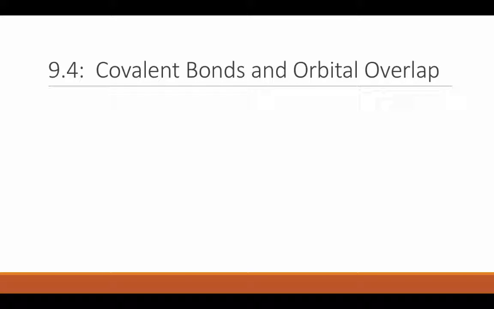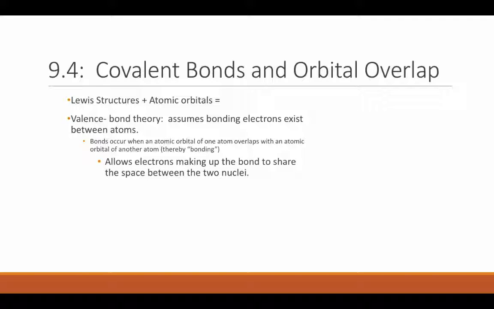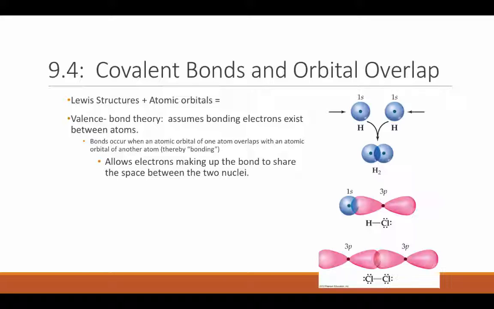Before we consider orbital hybridization, let's consider how covalent bonds form using atomic orbitals. If we take Lewis structures and the atomic orbital theory, we can put them together to give us the valence bond theory. This theory assumes that bonding electrons exist in between atoms. In other words, bonds occur when an atomic orbital of one atom overlaps with an atomic orbital of another, thereby bonding. This is seen in the picture at the right. This allows electrons making up the bond to share the space between the two nuclei.